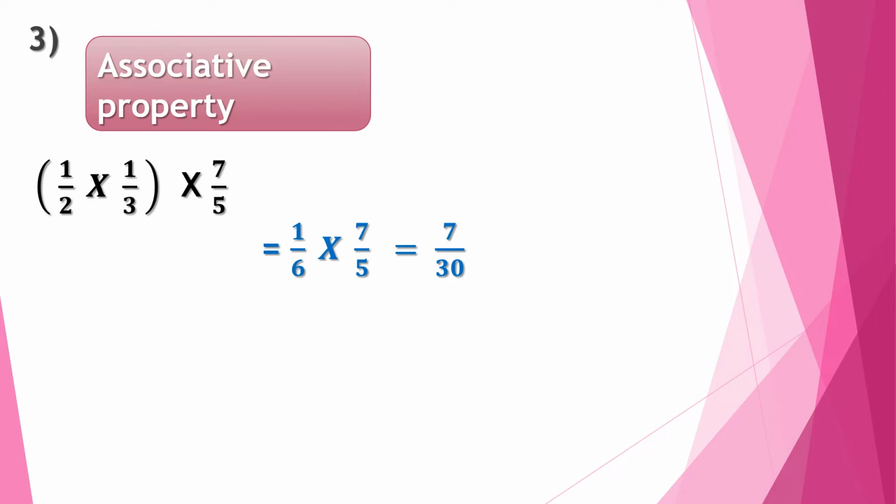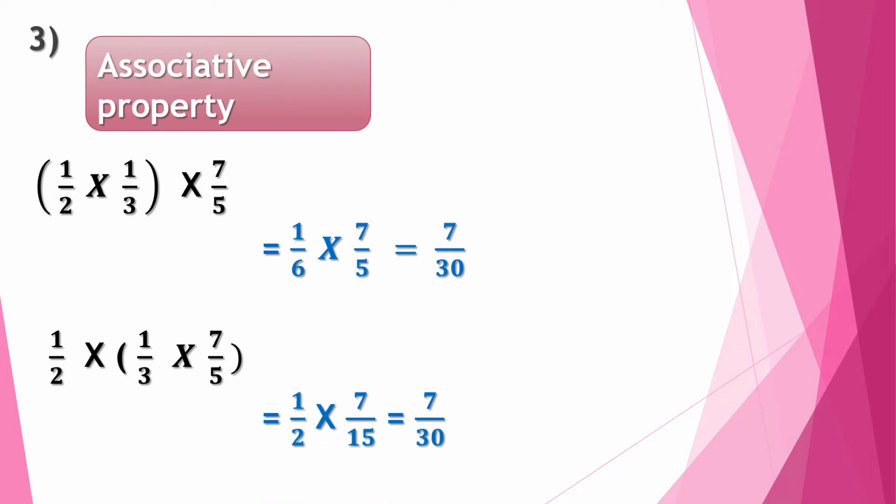Number 3, the associative property in multiplying rational numbers. If we have 1 over 2 times 1 over 3 inside two brackets, outside the brackets we times 7 over 5, so the result will be 1 over 6 times 7 over 5, which is equal 7 over 30. If we exchange the places of brackets, the result will be the same also as follows: half outside the brackets times 1 over 3 times 7 over 5 inside the brackets, so it will be 1 over 2 times 7 over 15, which is equal 7 over 30.